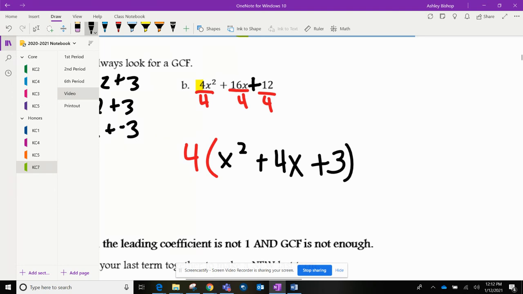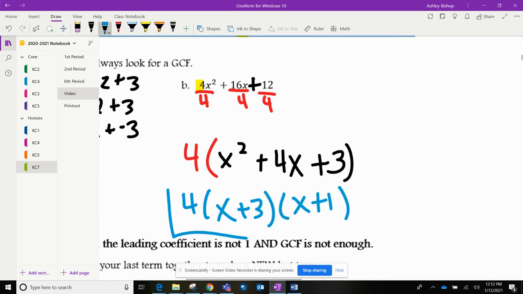If you factor this, I'm going to do it quickly because I'm out of time, you should get x plus 3 and x plus 1 with that 4 on the outside because it didn't go anywhere. But please make sure that you pause and do it yourself.